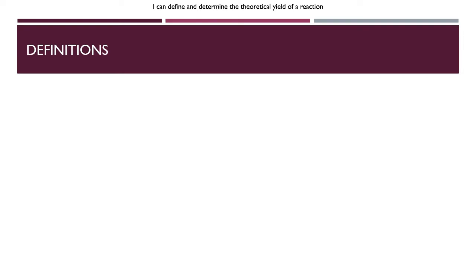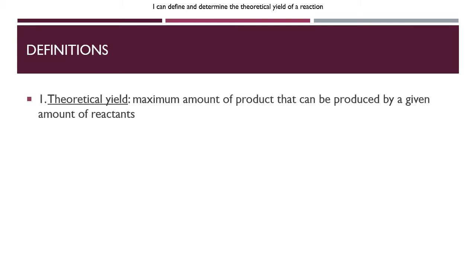So we'll start with a couple of definitions here, just some of those words that you saw in the success criteria. A theoretical yield, that's the term that we give to the maximum amount of product that can be produced by a given amount of reactants.